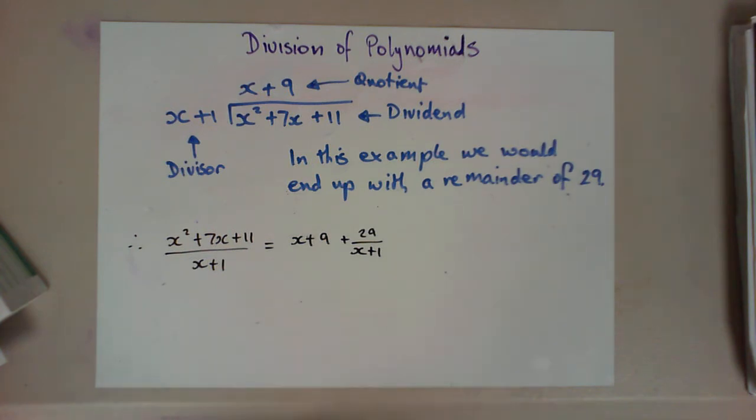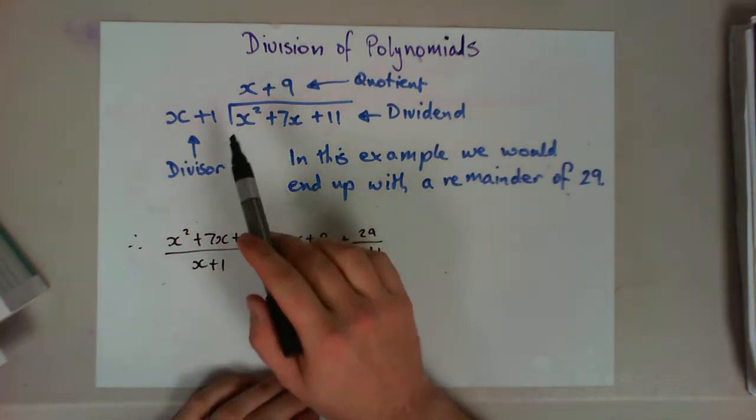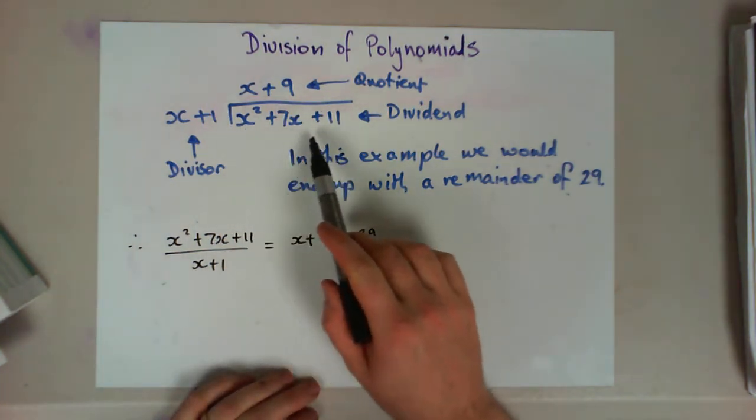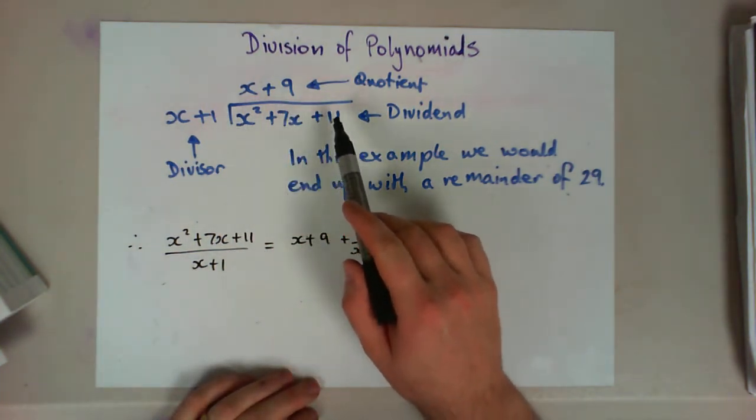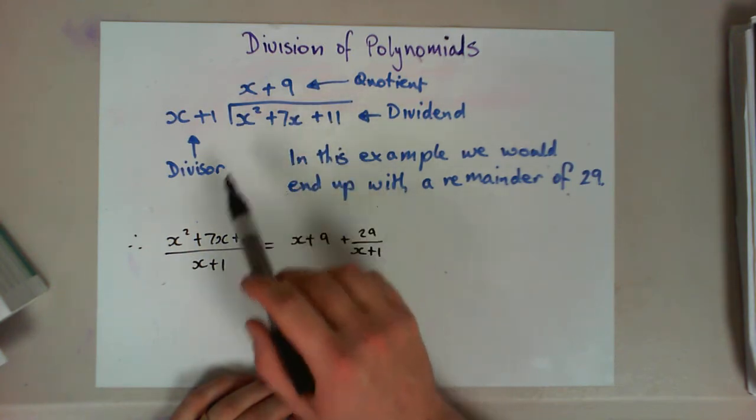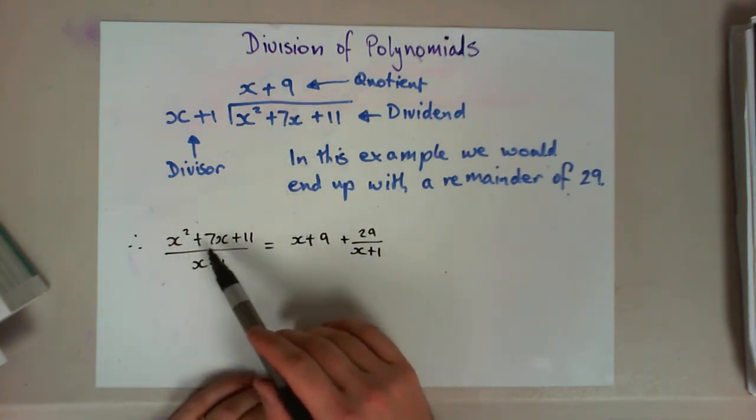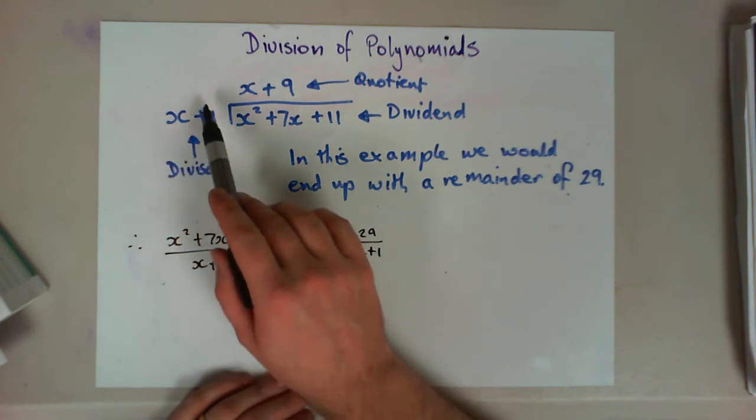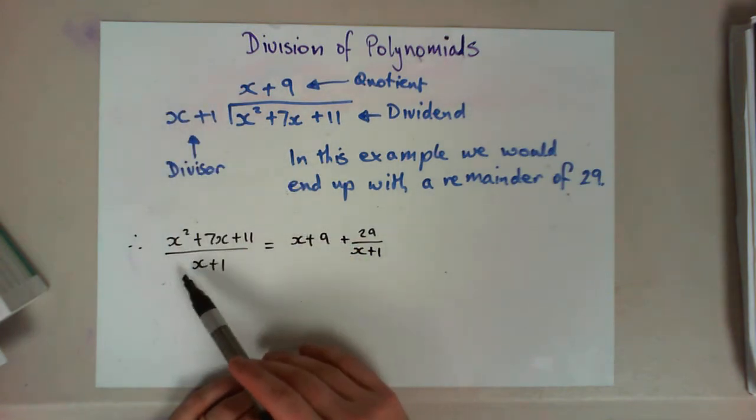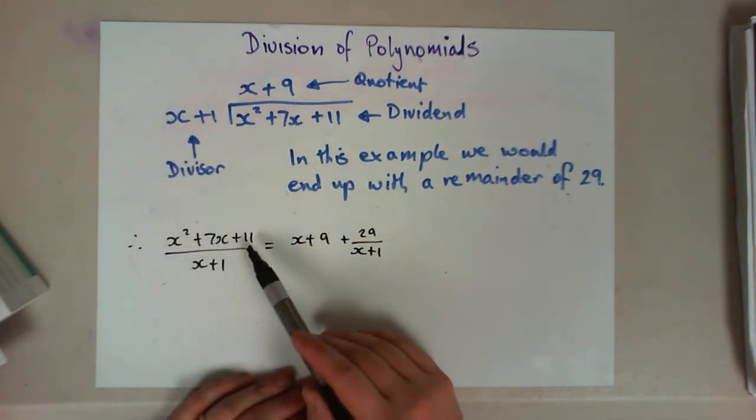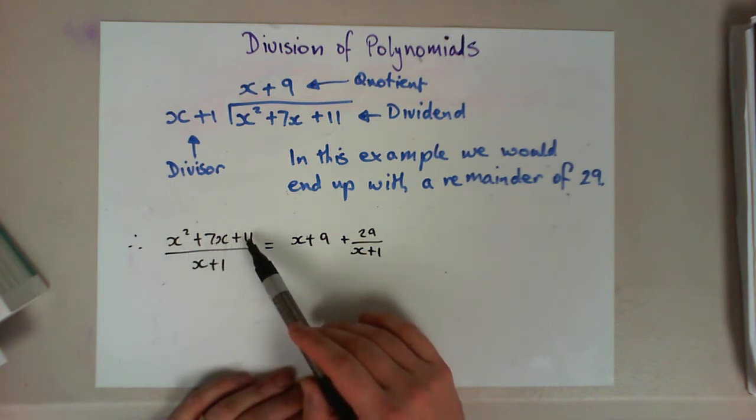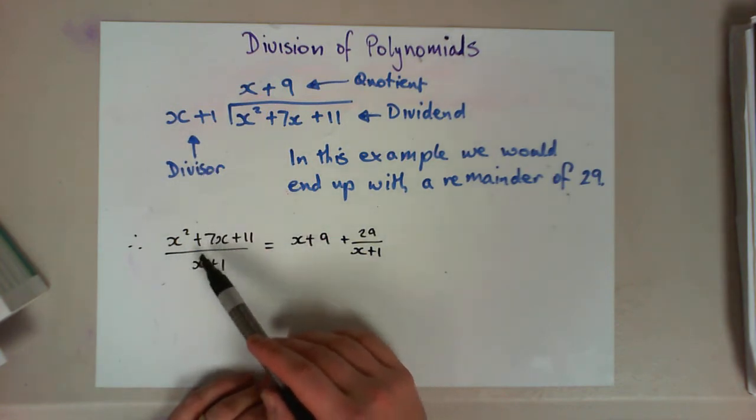So I just wanted to get a bit of terminology out of the way first. This is what a typical question would look like, where we have our dividend, which is what is being divided in our question, and our divisor is x plus 1. If we're looking at it as a fraction, the dividend is up the top in our numerator and our divisor is our denominator.